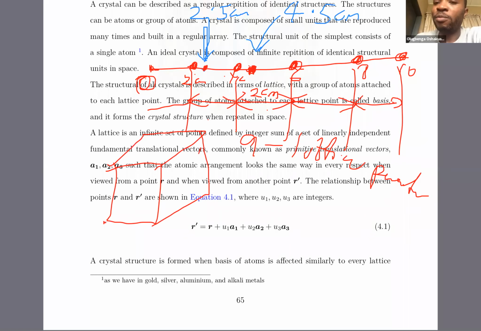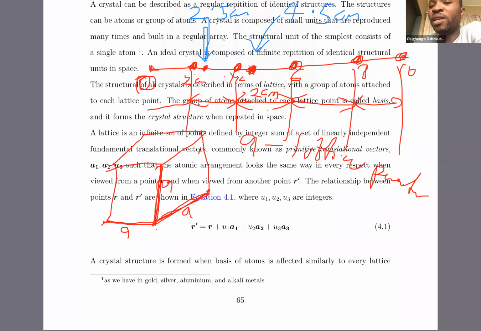And from this point to this point, you can say length A. This point to this point, you can say length A. And also the height, you can call the height length A. When you want to describe this cube, you can say that it has length A on the x-axis, length A on the y-axis, it also has length A on the z-axis. That is very straightforward, easy to imagine.